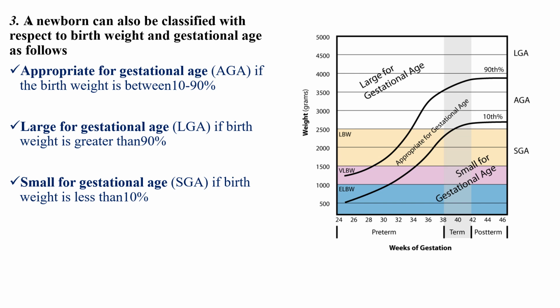The third classification is with respect to birth weight and gestational age. We call it appropriate for gestational age if the birth weight is between the 10th and 90th percentile for that gestational age, large for gestational age if birth weight is greater than the 90th percentile, and small for gestational age if birth weight is less than the 10th percentile.